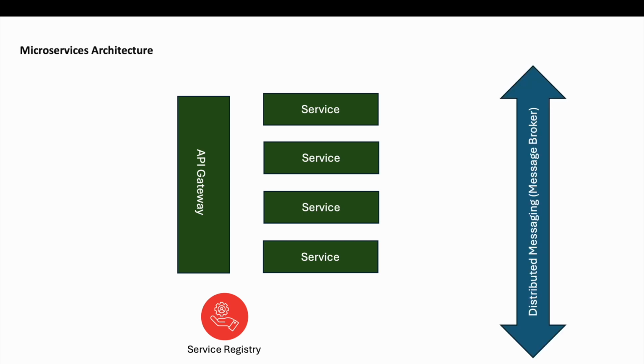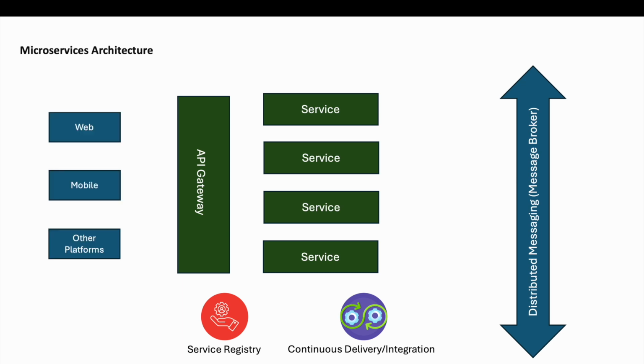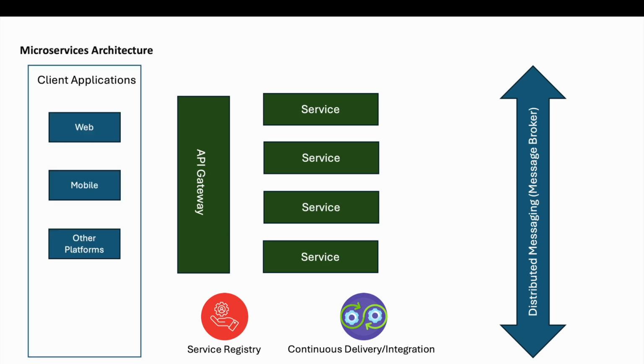Then we have the distributed messaging. Communication between services is handled asynchronously, typically through a message broker. And then we have the continuous delivery integration, which is CD or CI. Automation tools are crucial for testing, deploying, and scaling microservices independently. That's done through this.